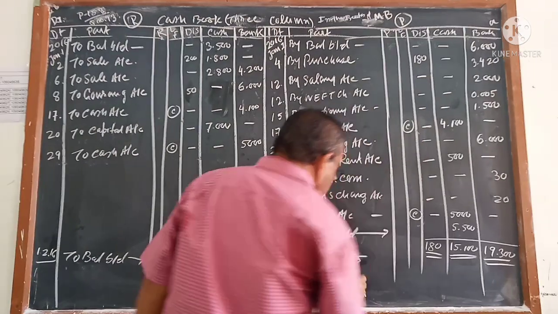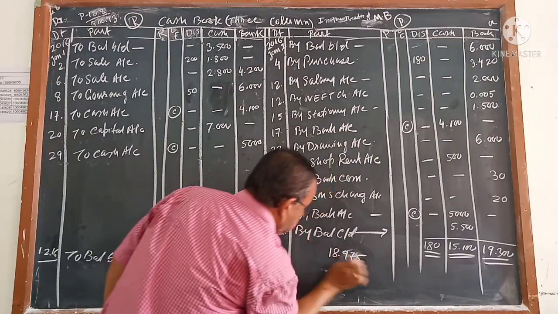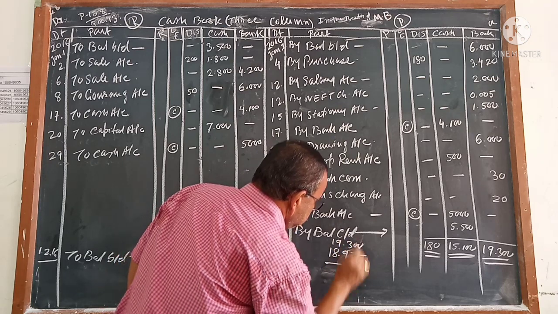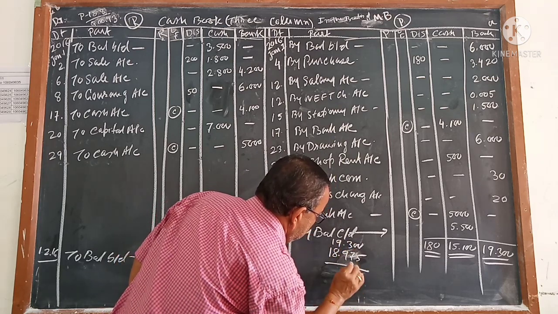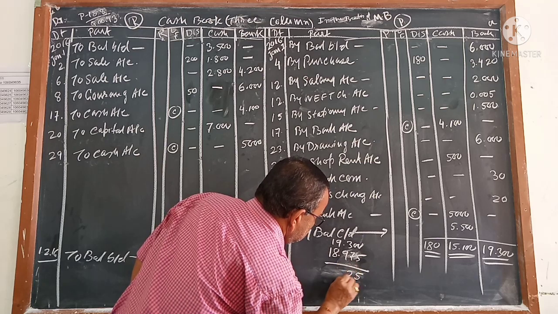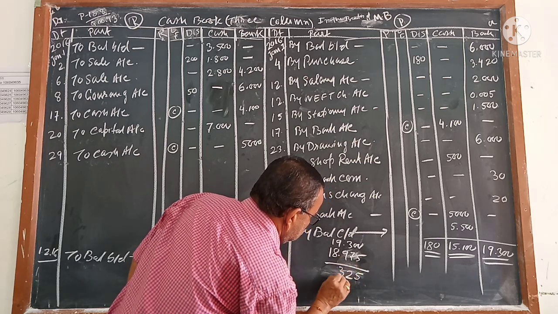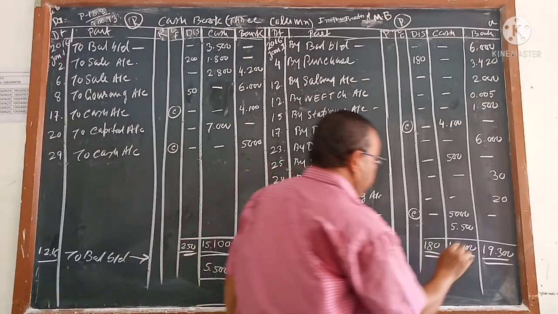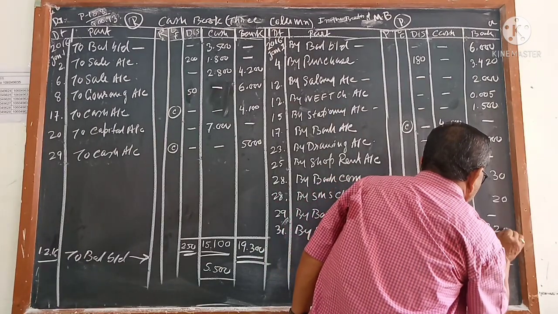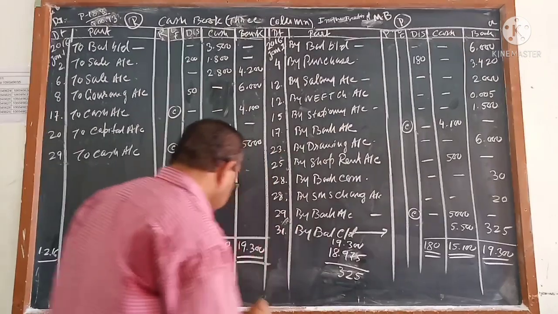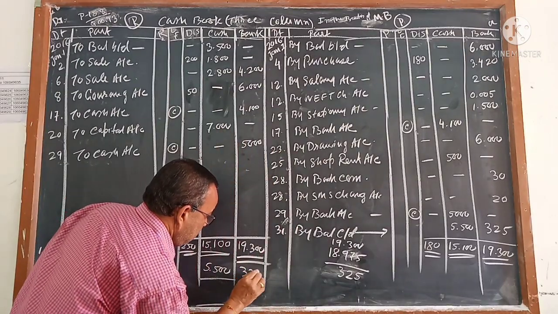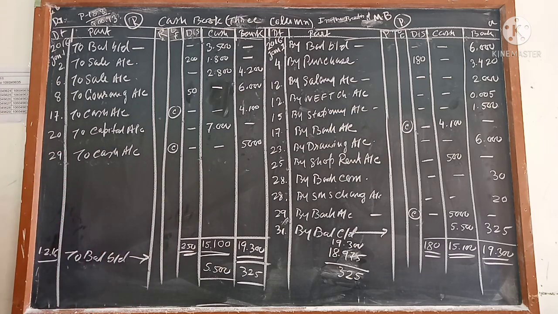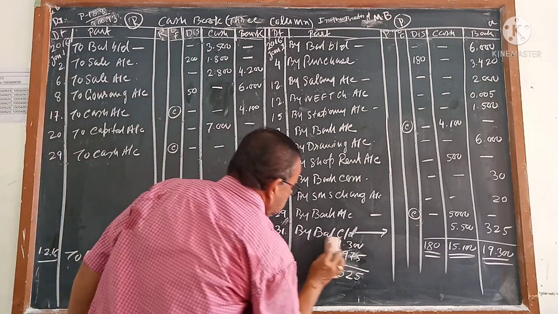That means your income is 19,300. 19,300 and your expense is this. 5, 5, 10, 8, 2, 10, this is 9. That means 325. 325 is your balance, which is coming 325. Once again you can check it, whether your answer is correct or your answer is wrong.